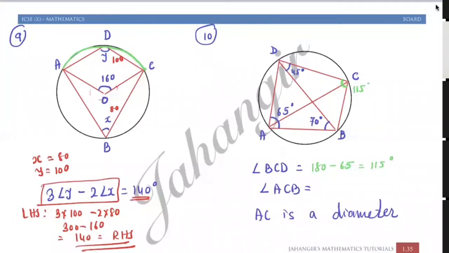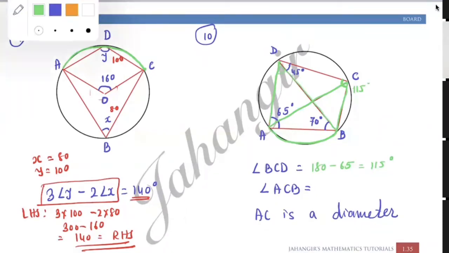See, now next is ACB. ACB is this angle. This angle is formed in the arc AB. So ACB will be equal to angle ADB because both lie in the same segment. So ADB you can find easily by taking the angle sum property of a triangle. 45, 45 degrees. So let me shade it out.